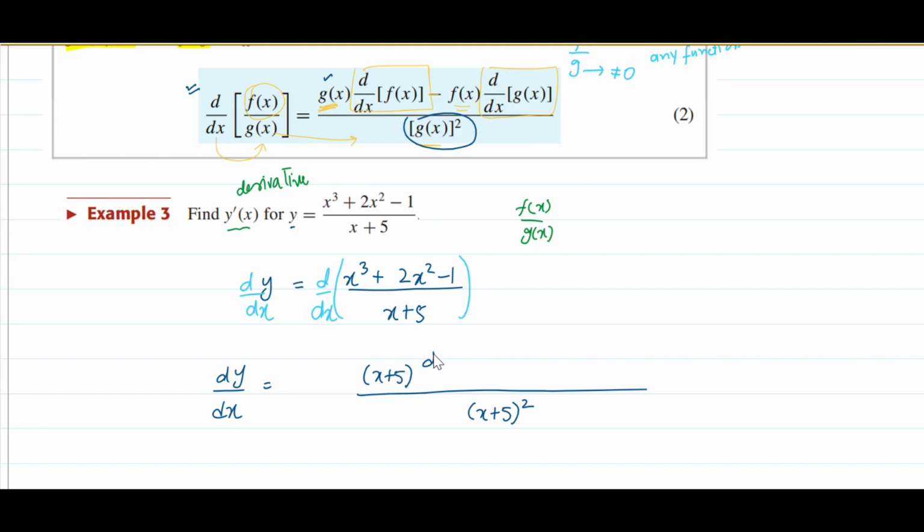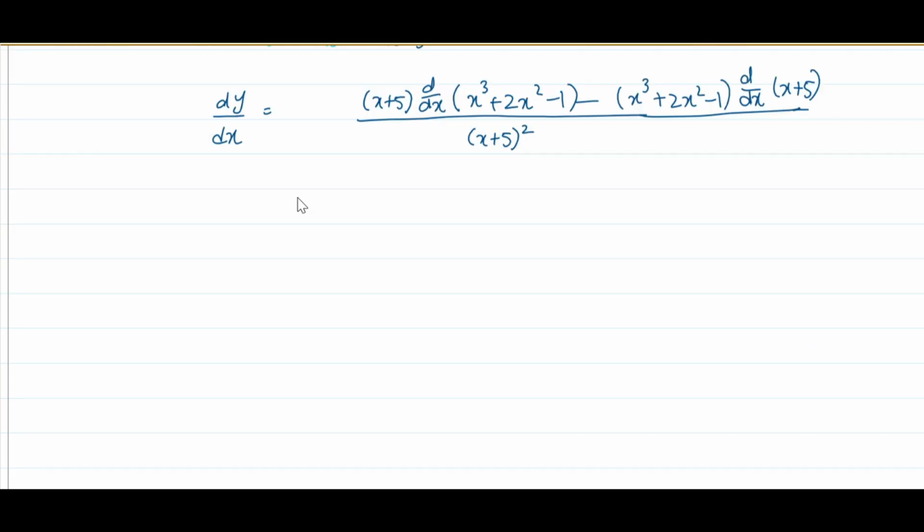Take the derivative of the numerator function, so d by dx of the above function, which is x cube plus 2x square minus 1, and then the above function as it is, and the derivative of the below function, which is x plus 5. It's time to take the derivatives of these functions, so x plus 5 as it is, and the derivative of this using the power rule. The derivative has 3x square, plus 2 is constant, and the derivative of x square will be 2x, and the 1 is constant, so the derivative is 0.